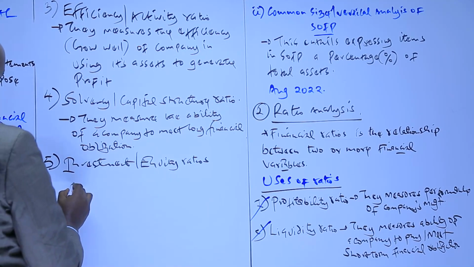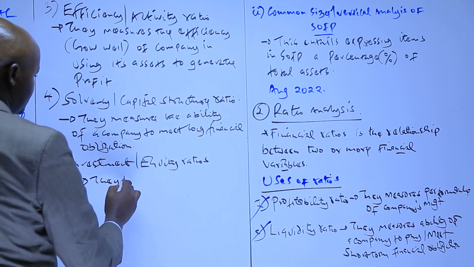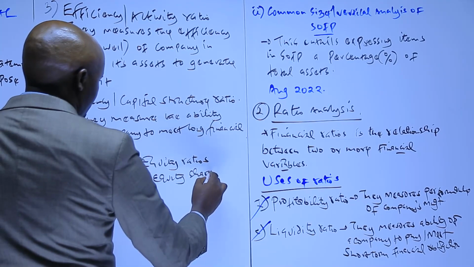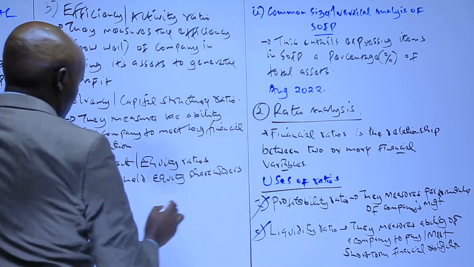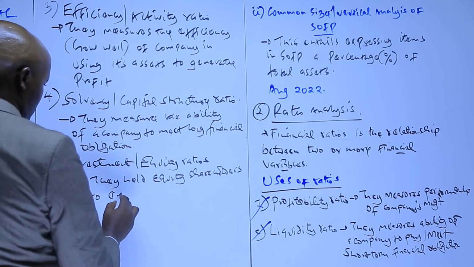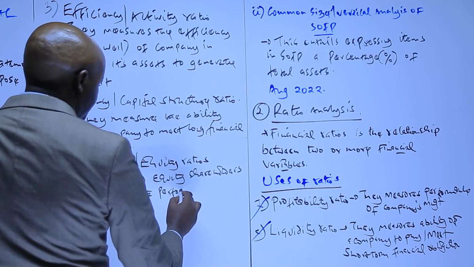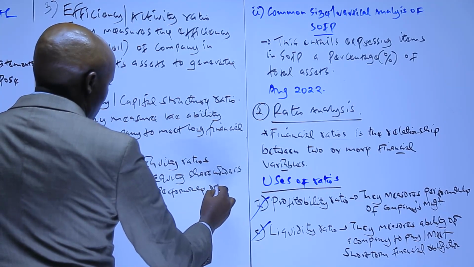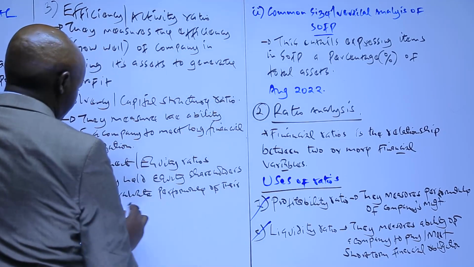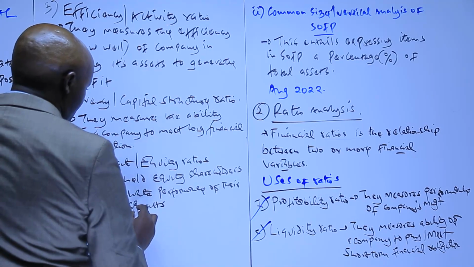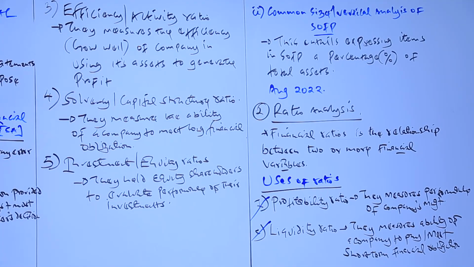So therefore we can say they help equity shareholders to evaluate performance of the investment. So therefore we have those as the 5 categories of ratios, and basically the uses.